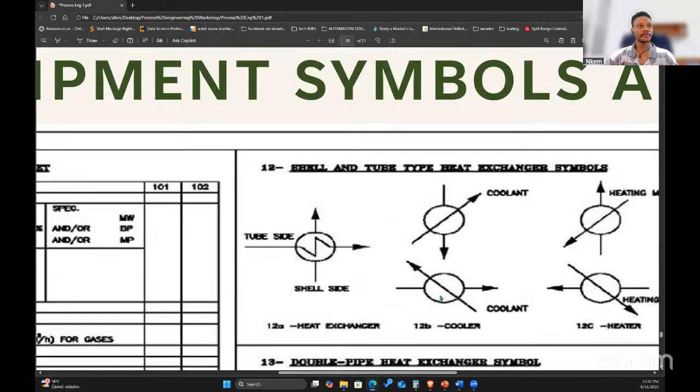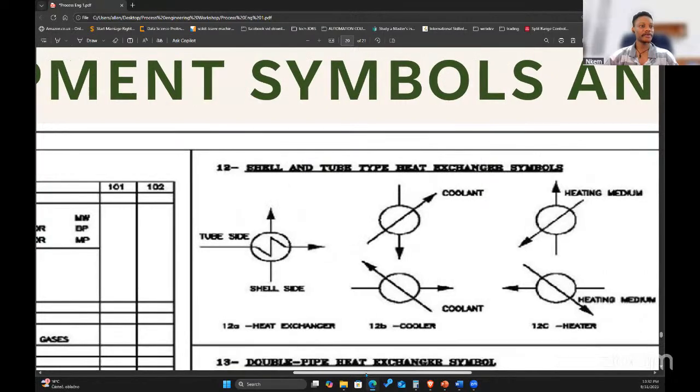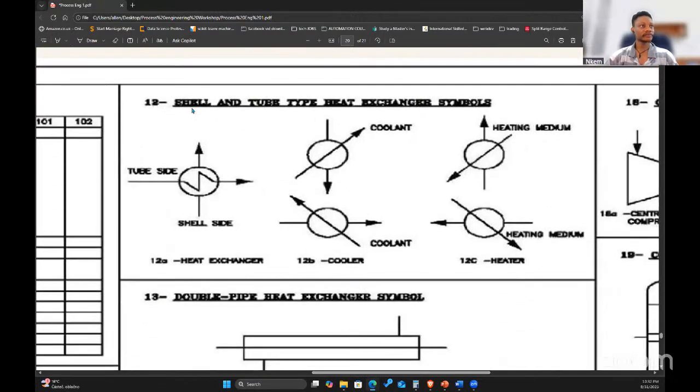Okay. One of the very important areas. You have shell and tube type heat exchanger. We have different types of heat exchanger: shell and tube, coolant, heating medium, all of this. So one is the process side and the other is the working fluid side. So you have the process fluid and the working fluid.